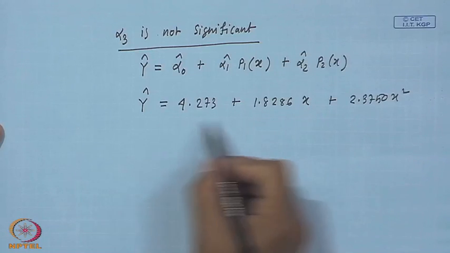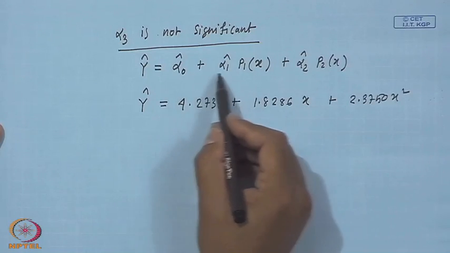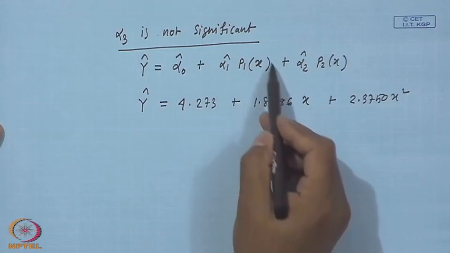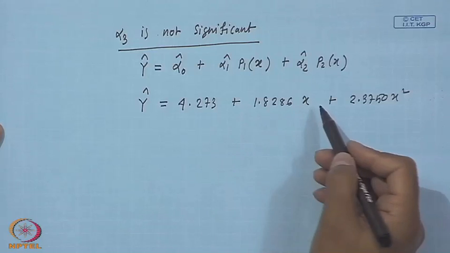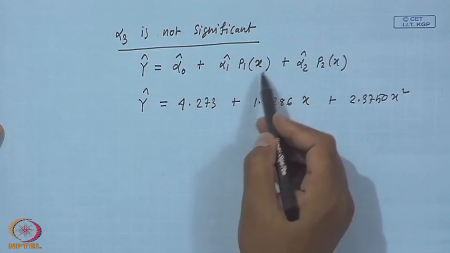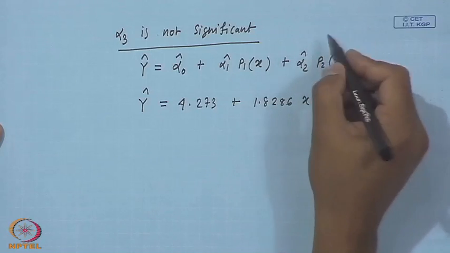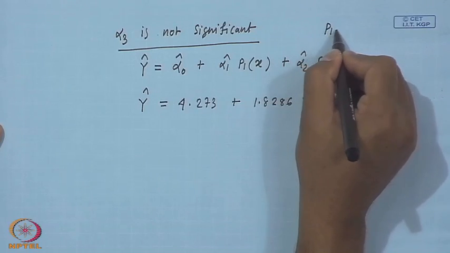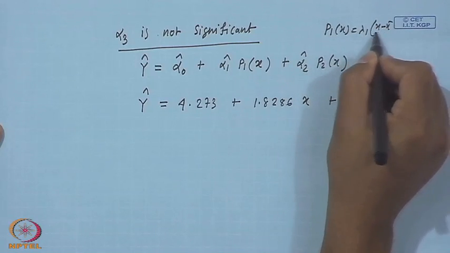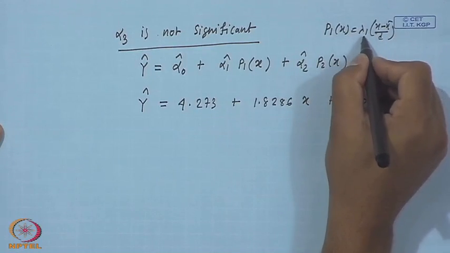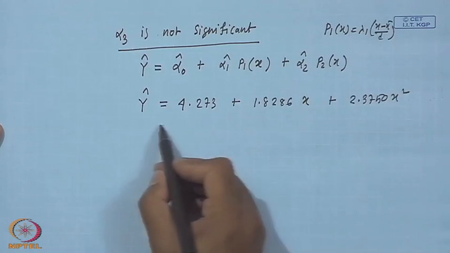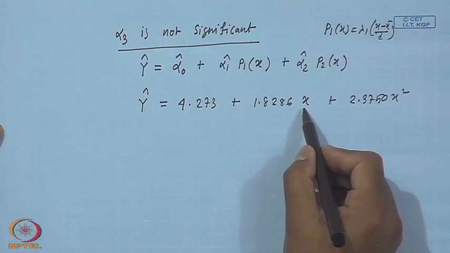See, this is not alpha 1 hat. What we have done here is that you find alpha naught hat, alpha 1 hat, and alpha 2 hat, and then you write this equation in terms of x. Here it is in terms of the orthogonal polynomial. So, you have to replace this p 1 x by p 1 x equal to lambda 1 times x minus x bar by d. You replace lambda equal to 2, d equal to 1, and so finally, you get this equation in terms of x.